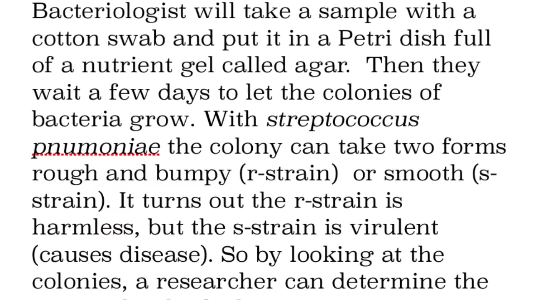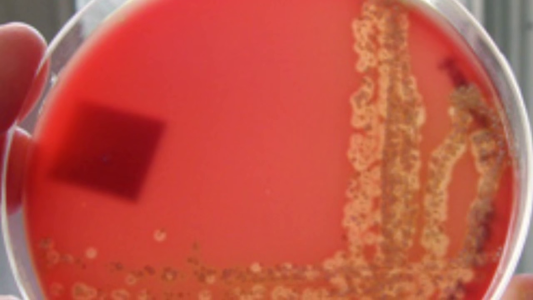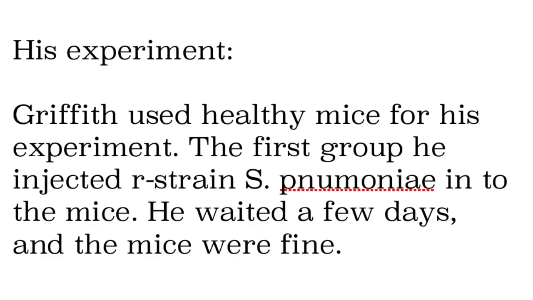So how do you know which is which? Well, bacteriologists will take a sample with a cotton swab, smear it on this dish of nutritious gelatin, and then let it grow. If what grows are these colonies of bumpy, rough texture like that, then it's considered harmless. But if it's smooth like this, it's considered dangerous, harmful. So the S is smooth, the R is safe.